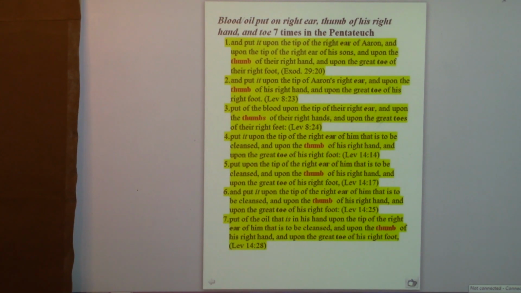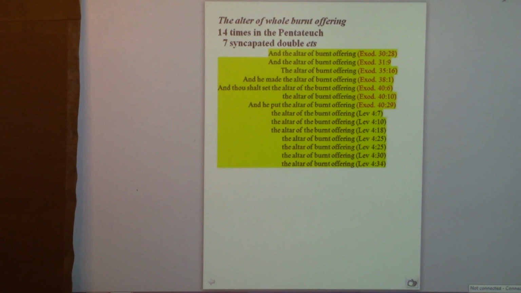Blood and oil, blood or oil, put on the right ear, thumb of the right hand and toe. There's an unusual phrase exactly 7 times: 1 time in Exodus, the other 7 times in Leviticus. The altar of whole burnt offering, 14 times, 7 times syncopated.